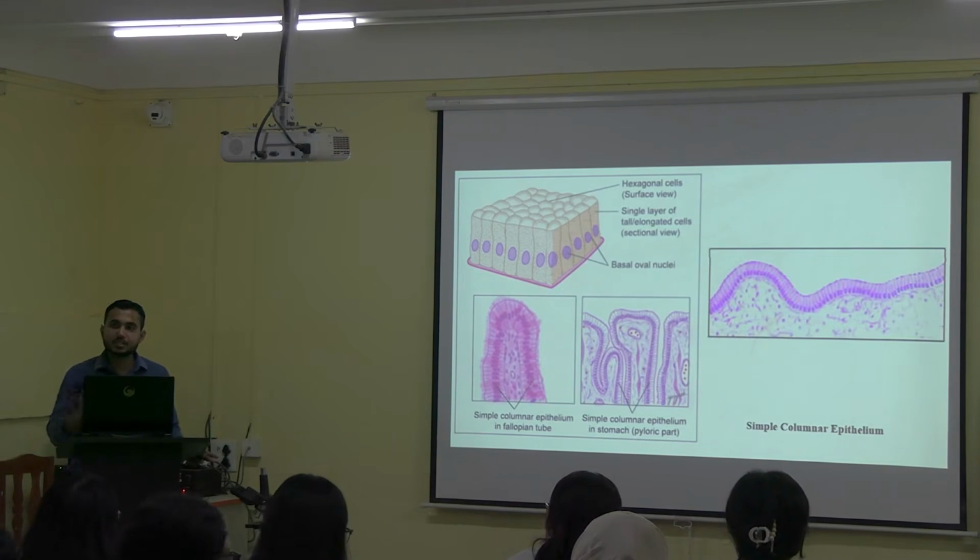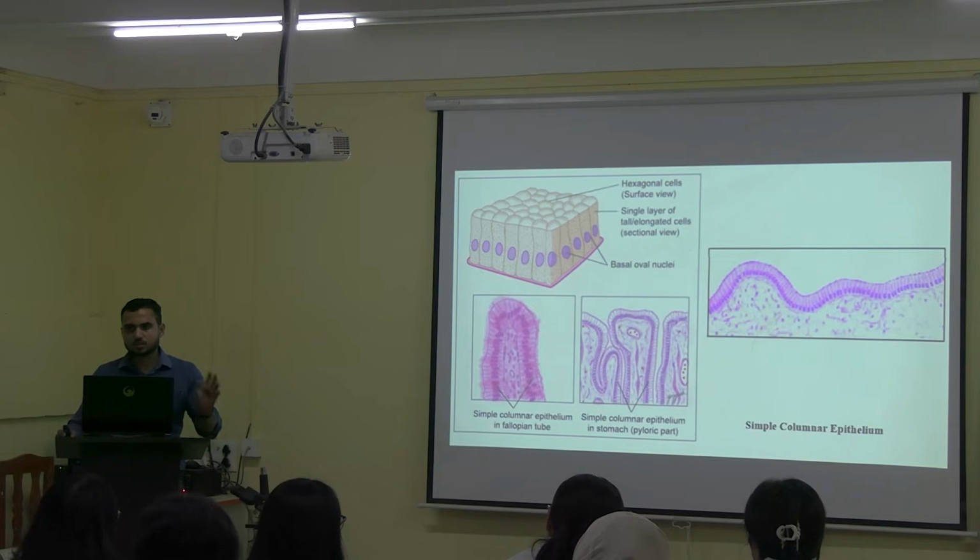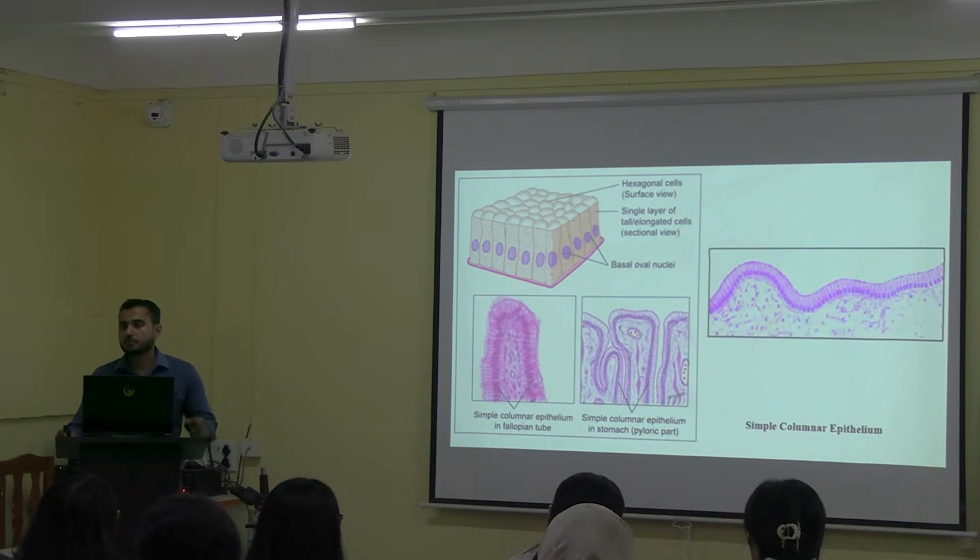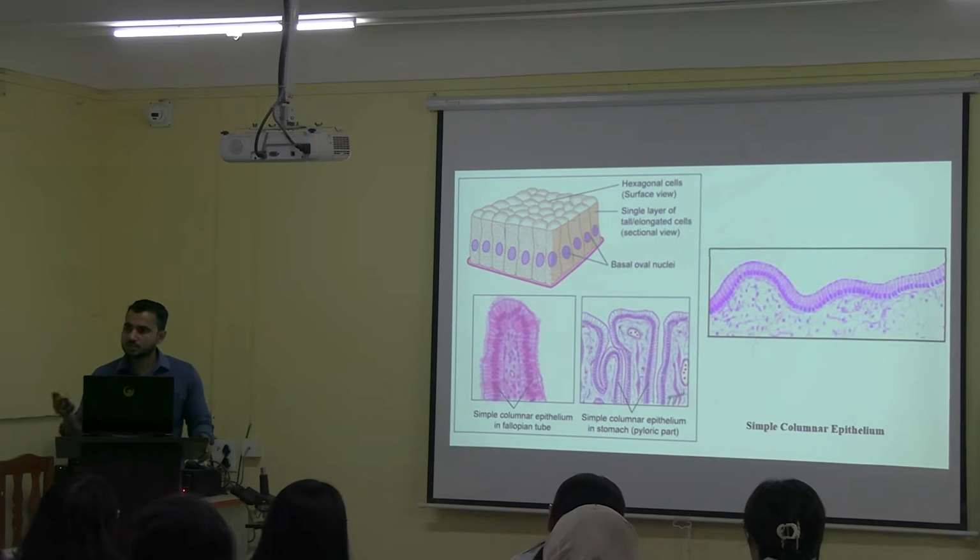When you see those cells under the microscope, almost all cells will look similar. So you have to identify the feature. You have to know the feature. Then only you can understand the difference. Or else everything will look the same.